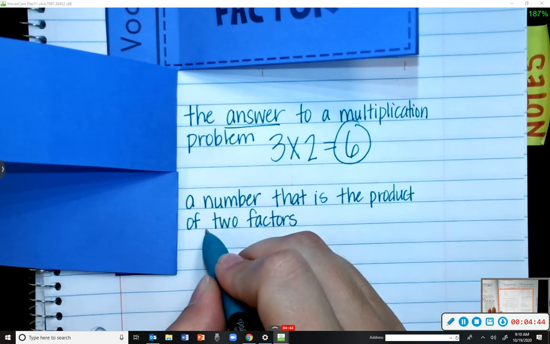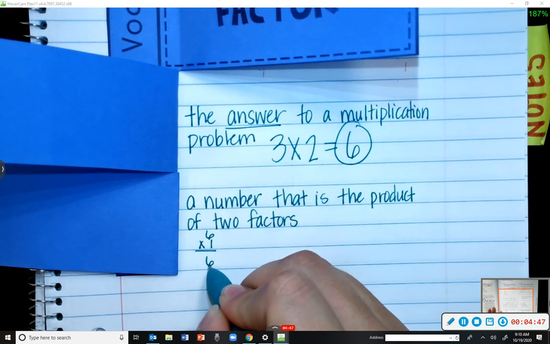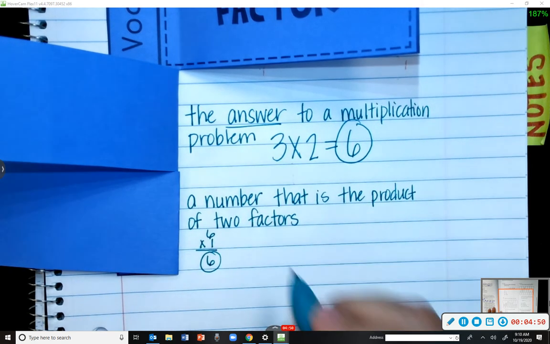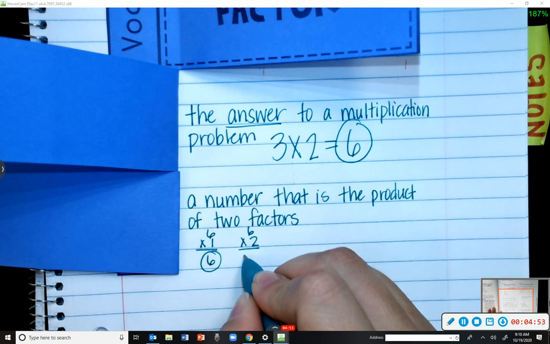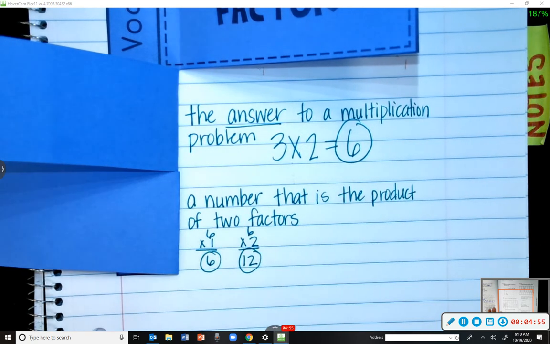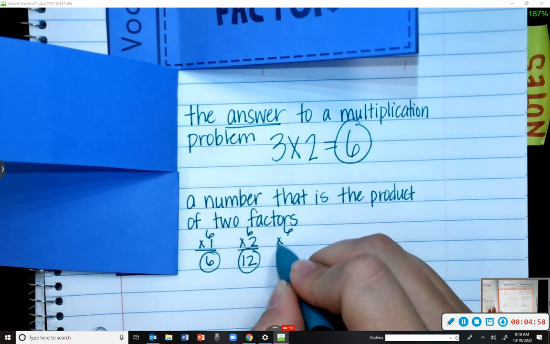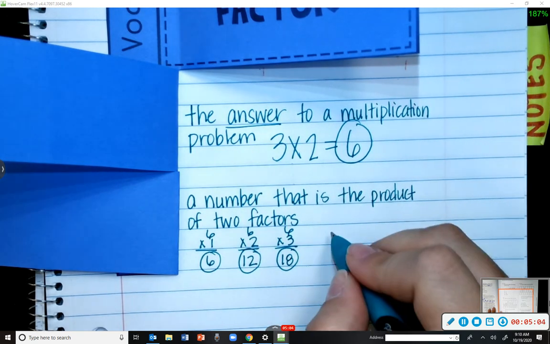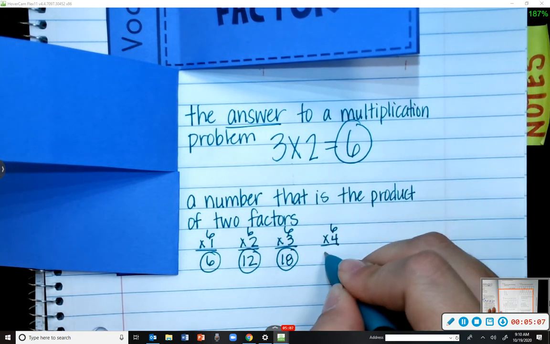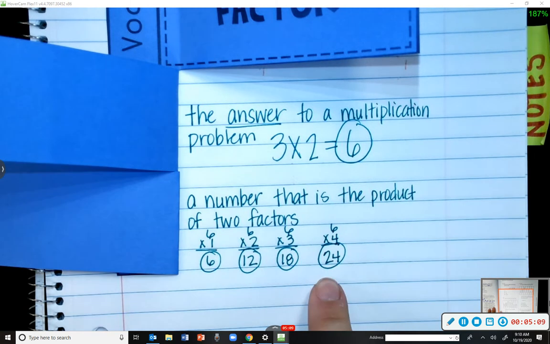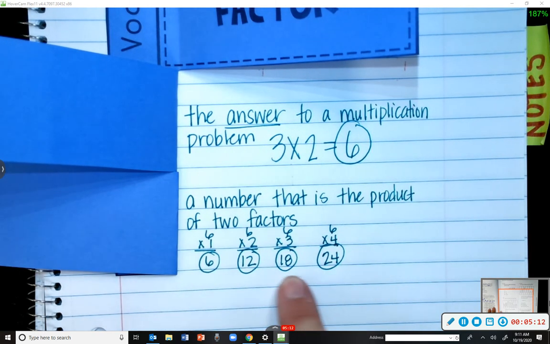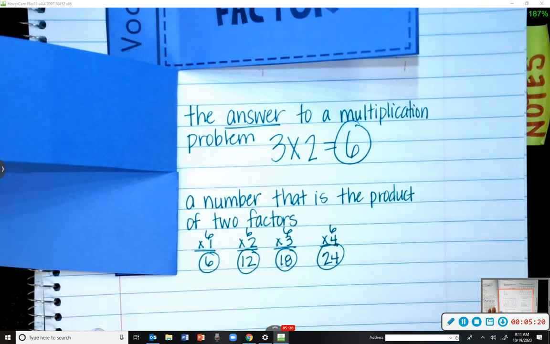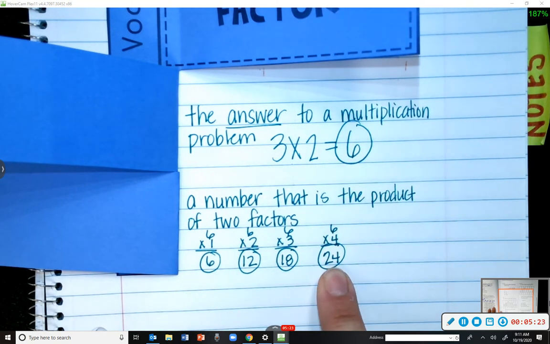So for example, if I'm doing 6 times 1 and I get 6, 6 is a multiple. 6 times 2 and I get 12. 12 is also a multiple. 6 times 3, I get 18. 18 is a multiple. And then 6 times 4, I get 24. That is a multiple also. So these are all the multiples of 6. There are more, but we just stopped at the fourth one. Okay? So multiples are answers to 2 factors.